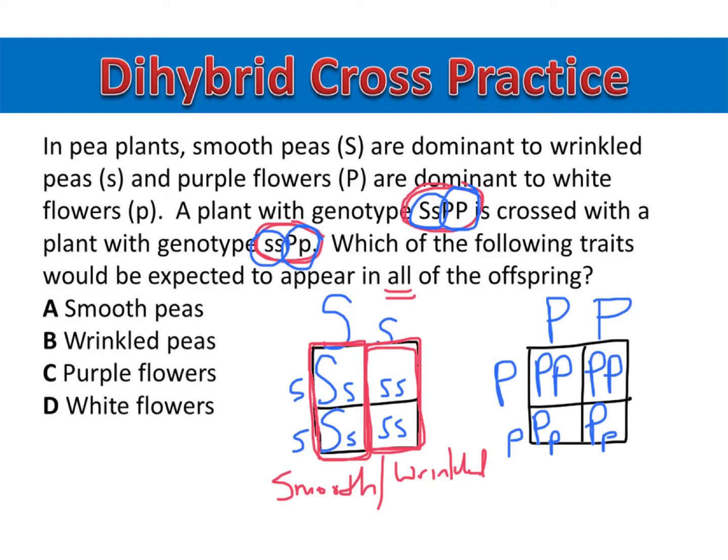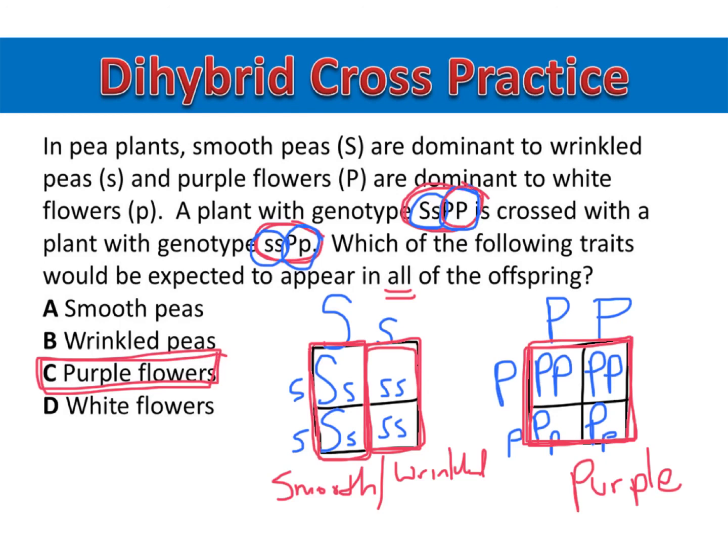But if I look over here in my flower color, I can see that all of the offspring have the dominant allele. So all of them will end up with purple flowers. So that means that purple flowers are the trait that will appear in all of the offspring.